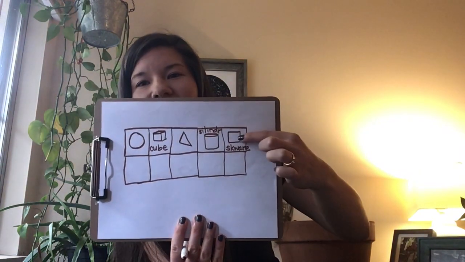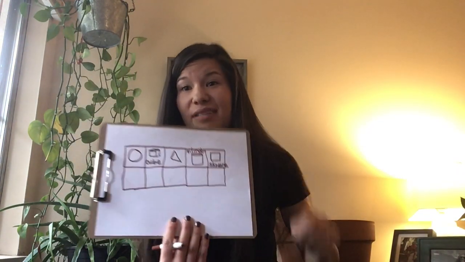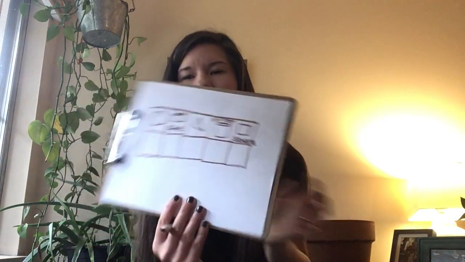Everybody, what shape is that? A square. A square is a flat shape with 4 sides and 4 corners, and all the sides are the same. I also sounded it out. Square.